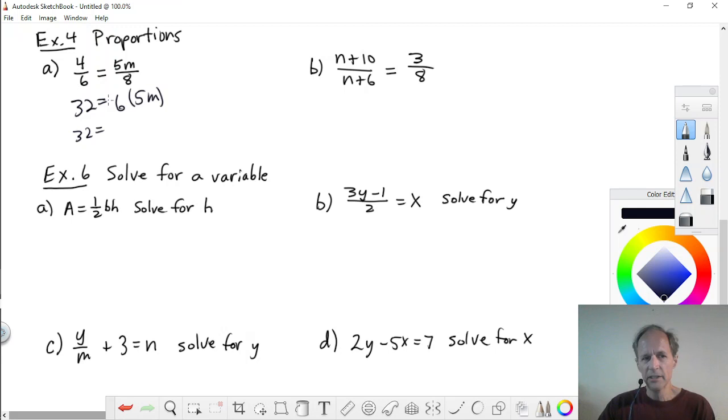but multiplication is associative, and all this is doing is multiplying, right? 6 times 5m grouped together, but you can change the grouping. So we can take the 6 times 5, and that's 30, and then take that times m. So that's what we do, and now we divide both sides by 30. So 32 over 30 equals, and on the right side when you divide both sides by 30 you just get m. We do have to reduce that.